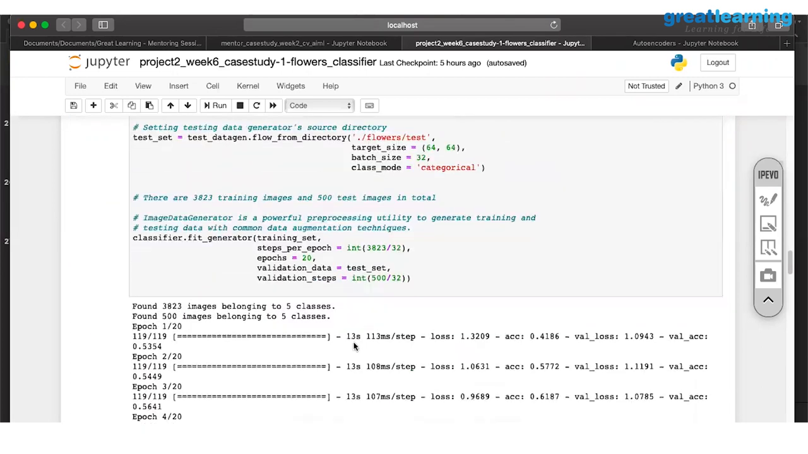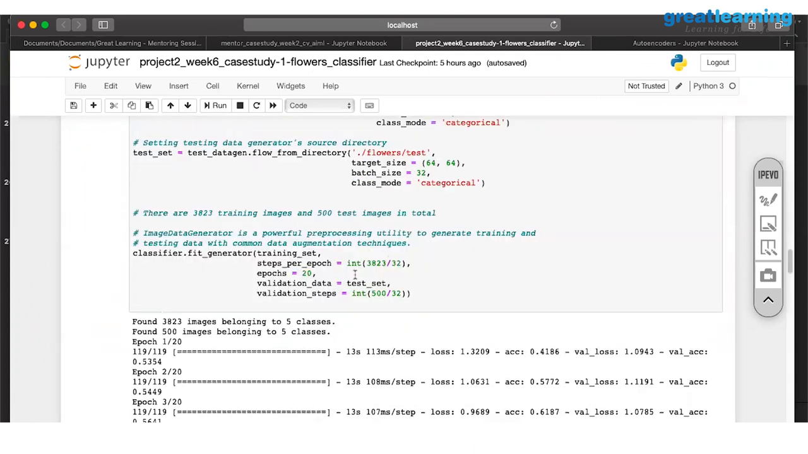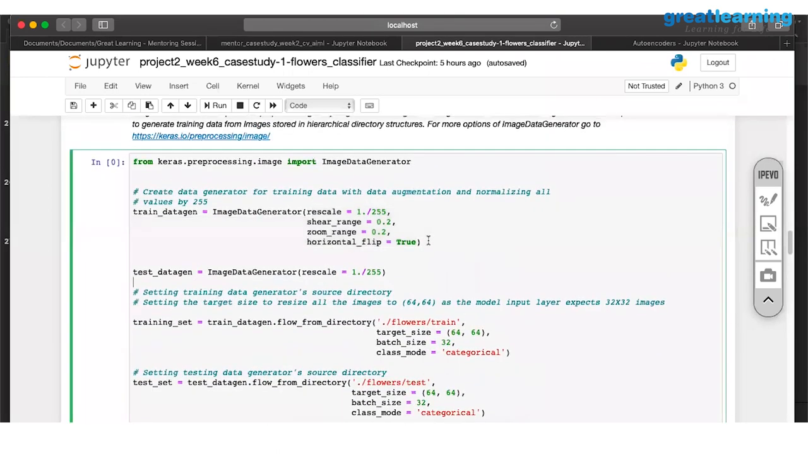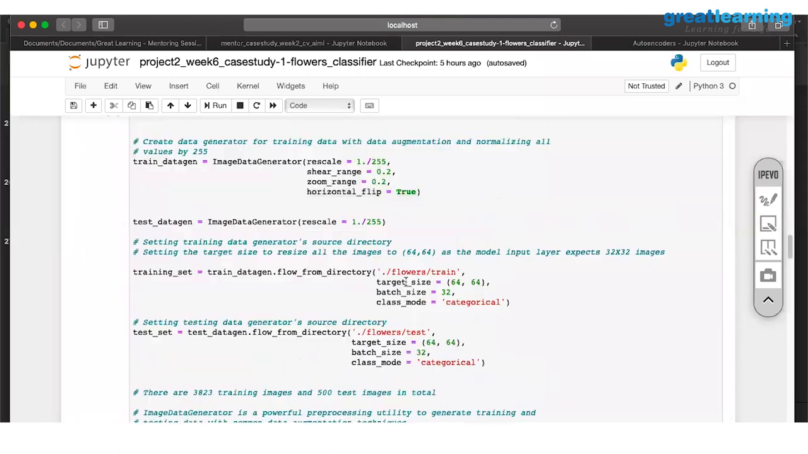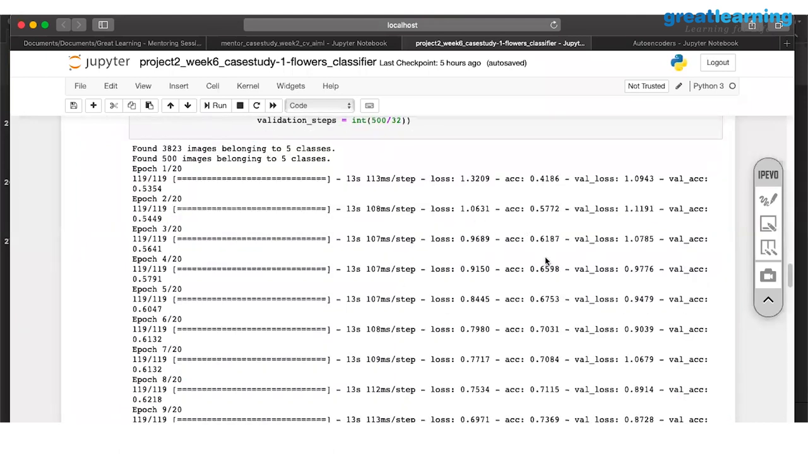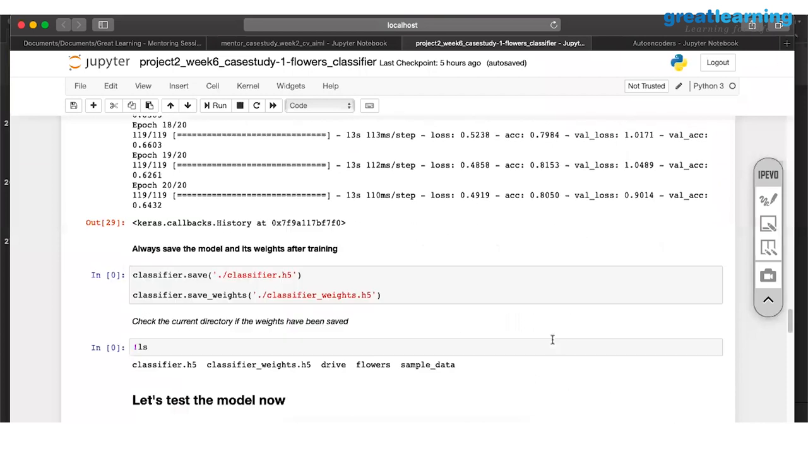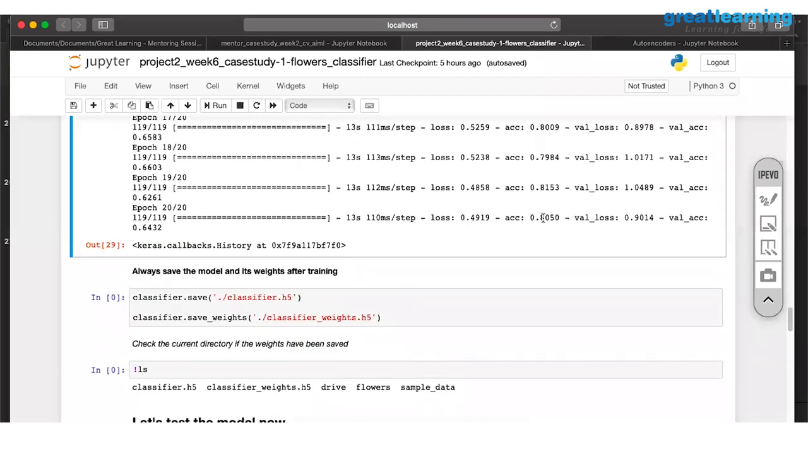But the only issue is don't run 20 epochs. You are going to waste your time looking at your monitor. So try to run fewer epochs and see how much accuracy is increasing down the line. Okay, so here we have got around 80, loss is 49, and validation loss is 90, and validation accuracy 64. So I will still say it's not a very good model because it's an underfit model.